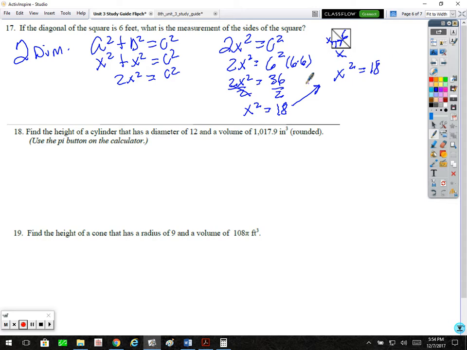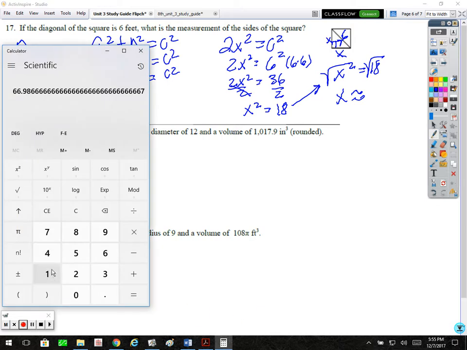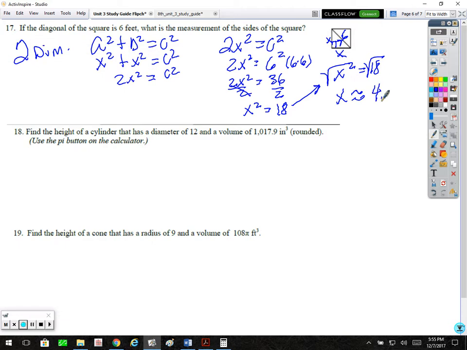And then the last step is to take the square root of both sides. So x is going to be approximately, so we take our calculator, the square root of 18 is 4.24. So x is approximately 4.2 or 4.24, depending on what it asks you to do. So remember the 3 steps. Square the hypotenuse, divide by 2, and then take the square root.